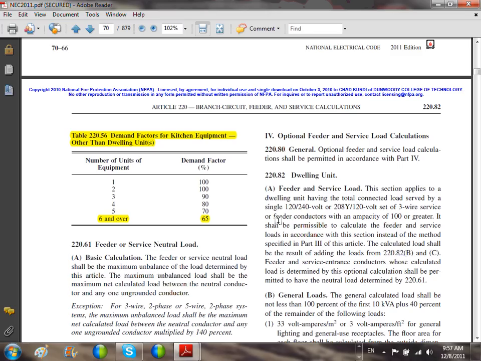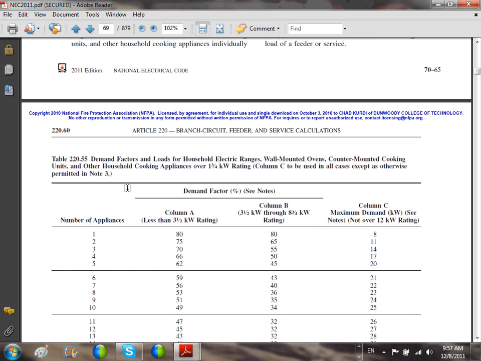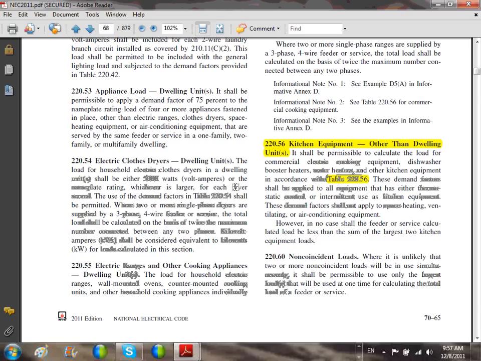Okay? Does that make sense? So please highlight 220.56. If I have three equipment, I add them up and cut them by 90%. Up to two equipment, leave them alone. Don't mess with them. Do you guys see 220.55? We don't touch that one. That's residential. We approached that a long time ago.